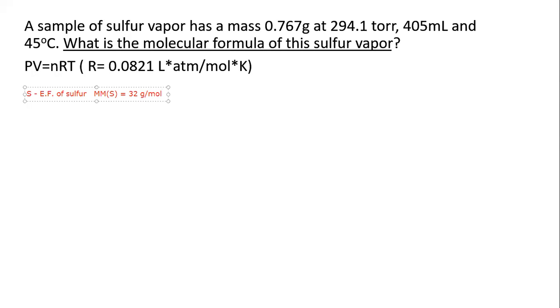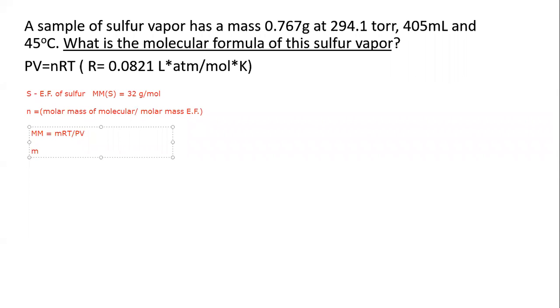And so remember, to find the molecular formula, we need a value called N, which is the ratio between the molar mass of molecular formula divided by the molar mass of empirical formula. Well, the empirical formula we already have. It's given to us. We know sulfur, S. Its molar mass empirical formula is 32. We have to find the molar mass of the molecular formula, and that's where we're going to use the information about the gas to calculate the molar mass. So here, molar mass again equals mRT divided by PV.